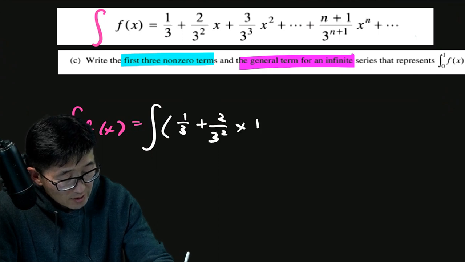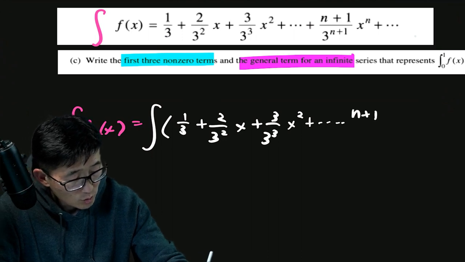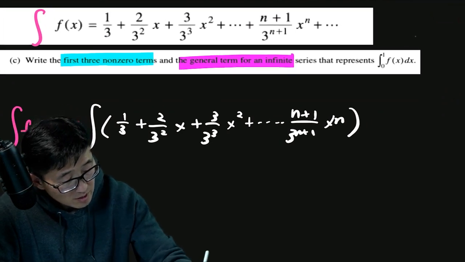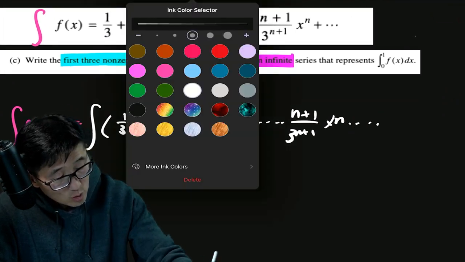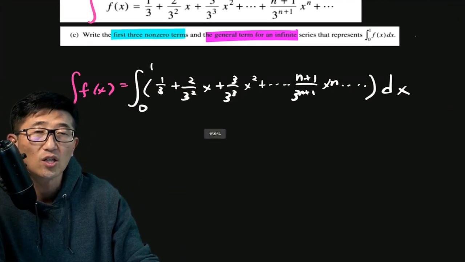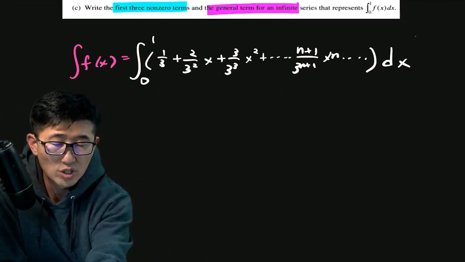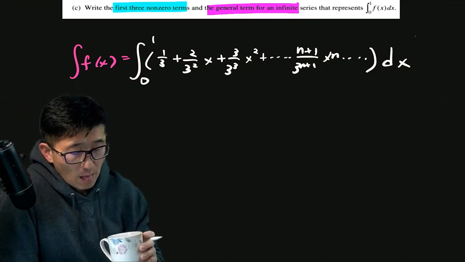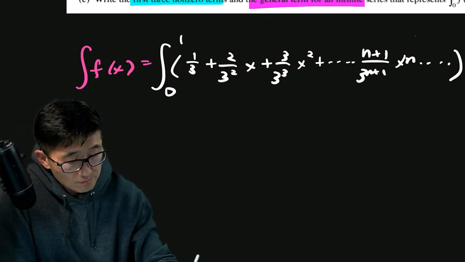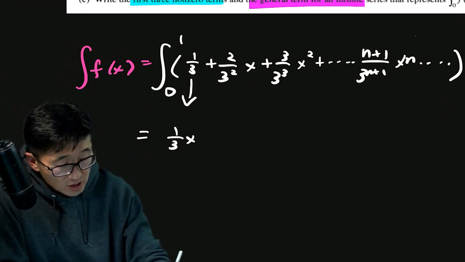So you'll do that. 1/3 x plus 2/3 squared x squared plus 3 over 3 cubed x cubed plus dot, dot, dot, n plus 1 over 3 to the n plus 1 x to the n, and I'm going to put here dot, dot, dot with the parentheses, dx, and from 0 to 1. So that's how you want to write it. You always need to have a dx because it'll tell you which letter you're taking the antiderivative with respect to. Okay, so very good. The antiderivative of 1/3 is simply 1/3 x.